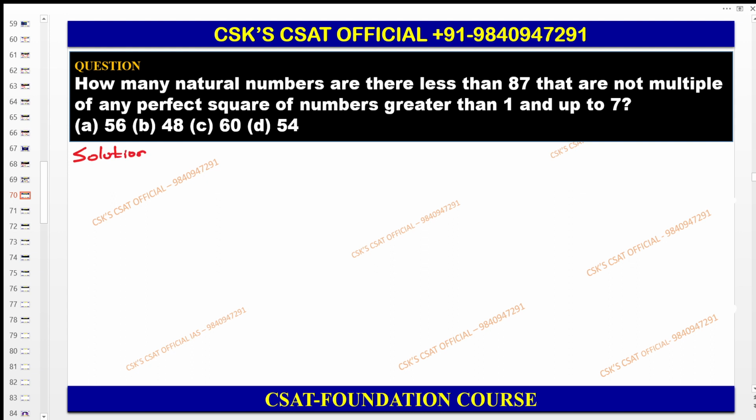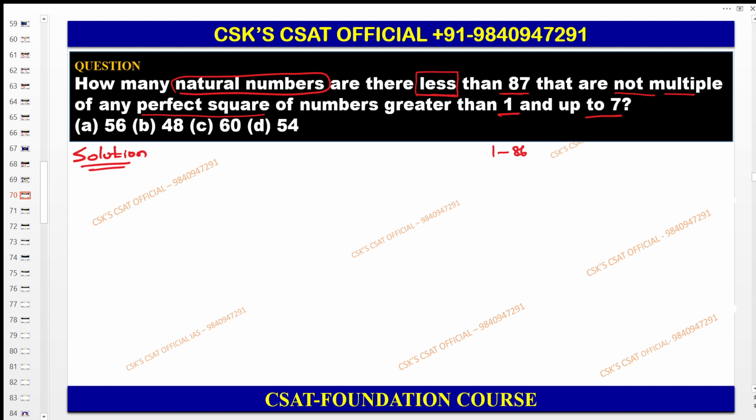Listen very carefully. How many natural numbers? Please remember the keywords you need to remember in the question paper. Natural numbers are less, listen carefully, less than 87. Okay, it has mentioned only less. Less than 87 means what? 1 to 86. Okay, that are not a multiple of any perfect square number greater than 1 up to 7. Greater than 1 up to 7.